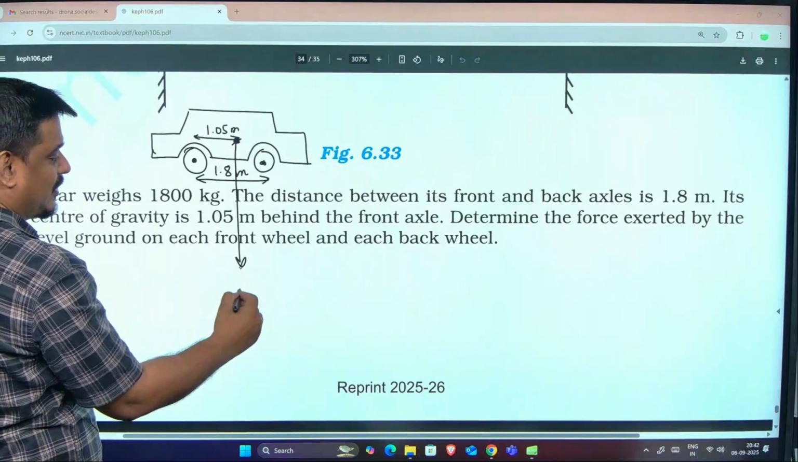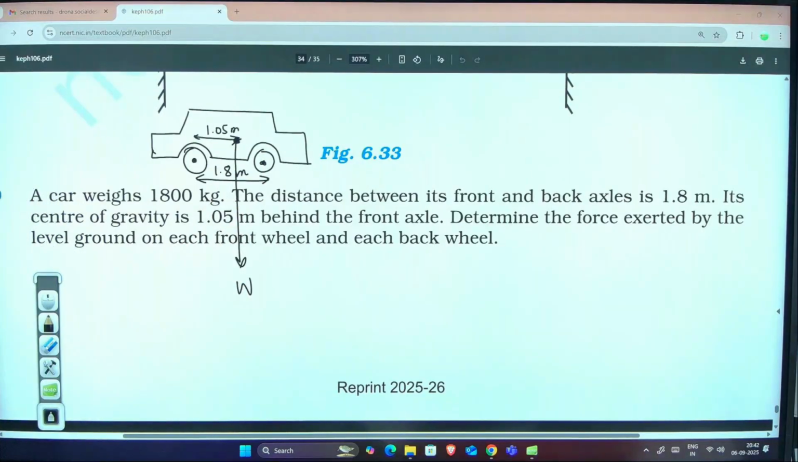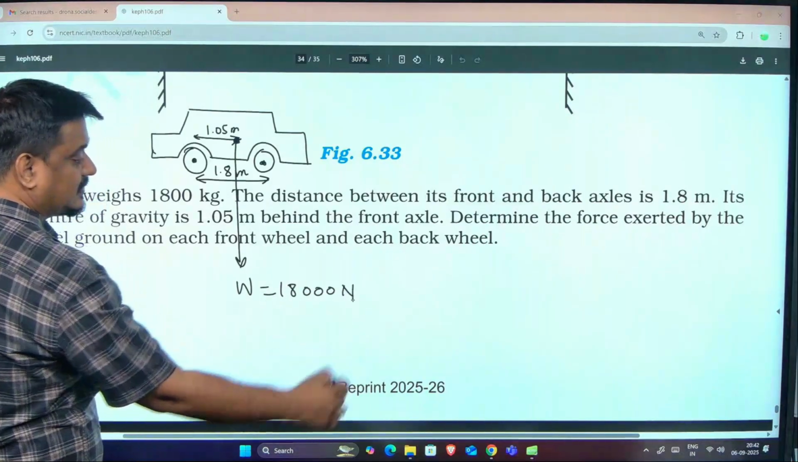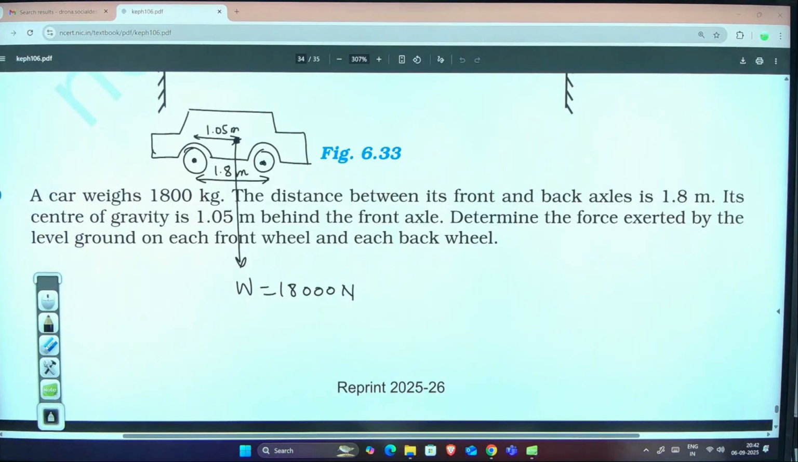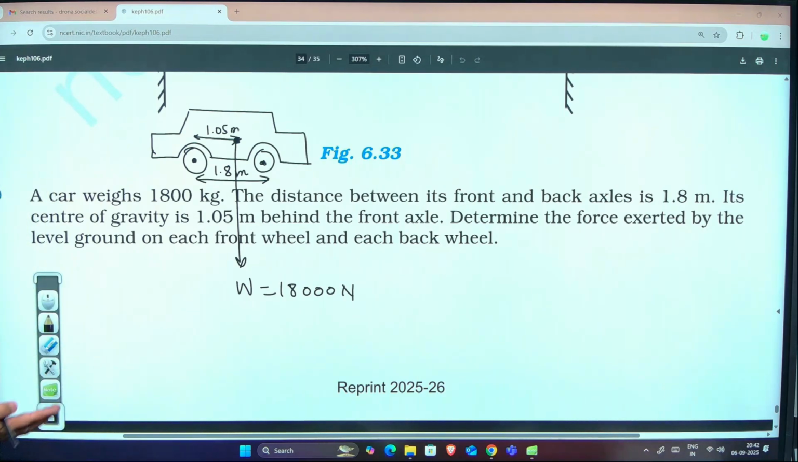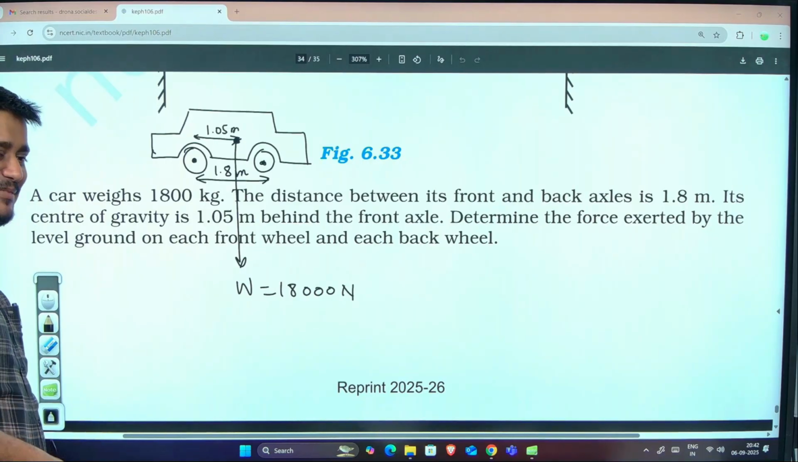Center of gravity is lying somewhere here. Center of gravity means what? All the weight will lie here, which is equal to how much? 18,000 newtons. Loudly? Center of mass and center of gravity will be the same because the car is moving on the earth only. Are you getting? G is not changing, man. It is not going to space.